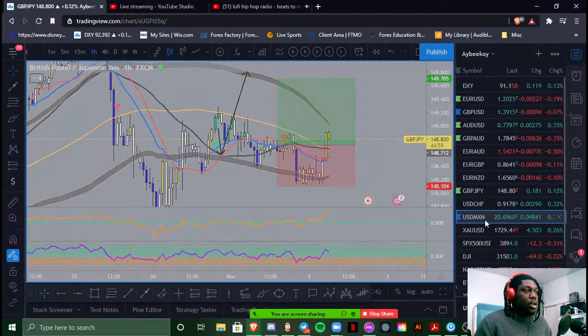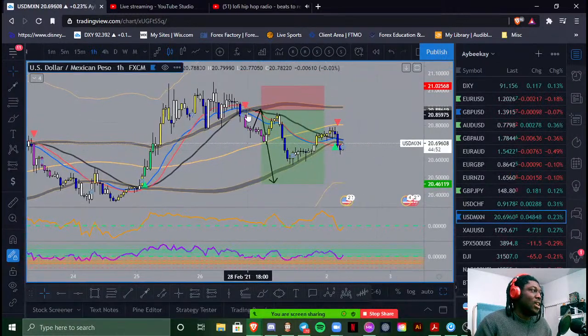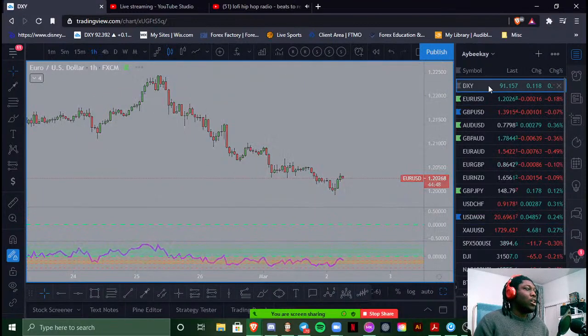And USDMXN obviously made its move. It hit my take profit right here, although I didn't get in it because it didn't hit my sell limit. And so that's for the trades that I called so far.